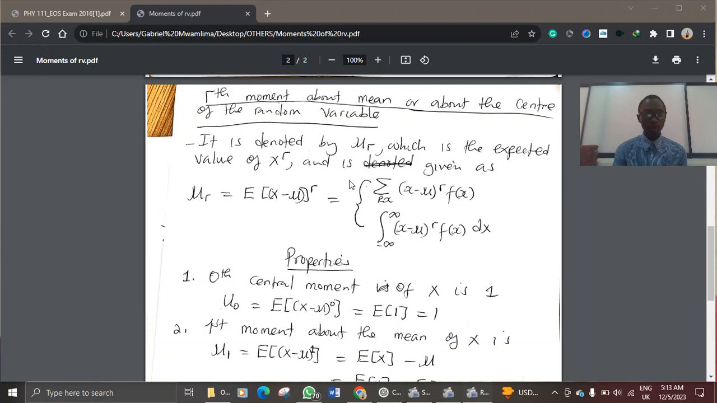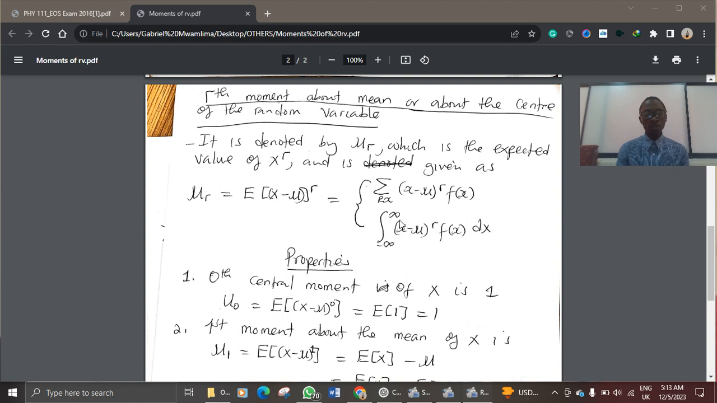Guys, my name is Gabriel, and I'm going to talk about the r-th moment about the mean, or about the center of random variables. Yesterday, in the last video, I talked about the r-th moment about 0. I explained its properties and how we can obtain variance using the r-th moment about 0, that is, the first moment about 0 and the second moment about 0.